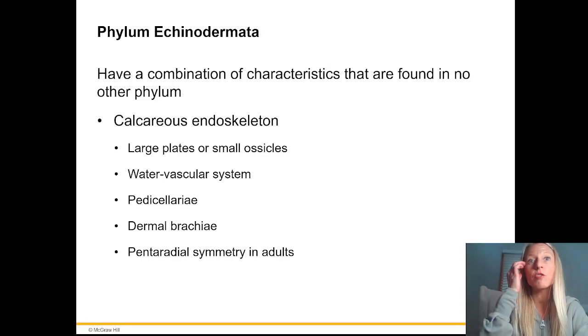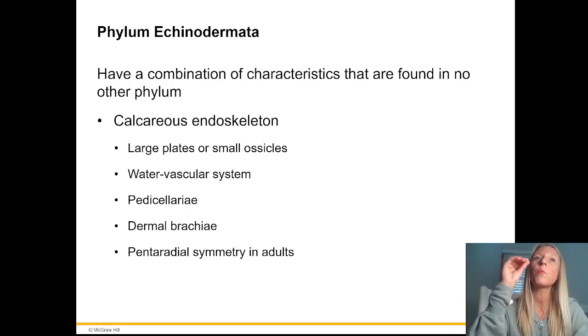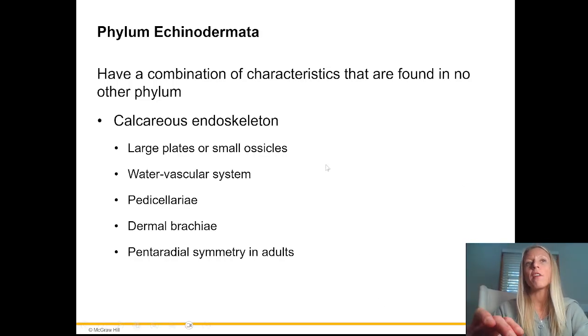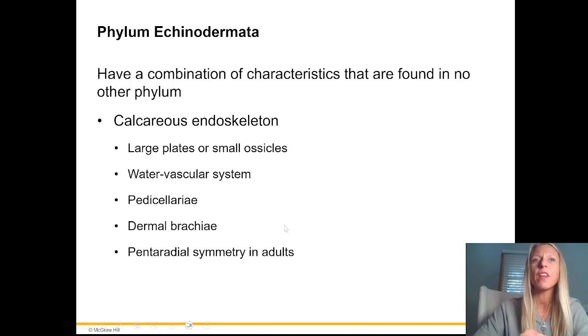In phylum Echinodermata, they're very, very unique. They have a calcareous endoskeleton, so they have either large plates or small ossicles. They have a water vascular system. They have these pedicellariae that we'll talk about more in a moment. They have dermal branchiae and pentaradial symmetry in adults, which again makes the symmetry stuff interesting with this group.